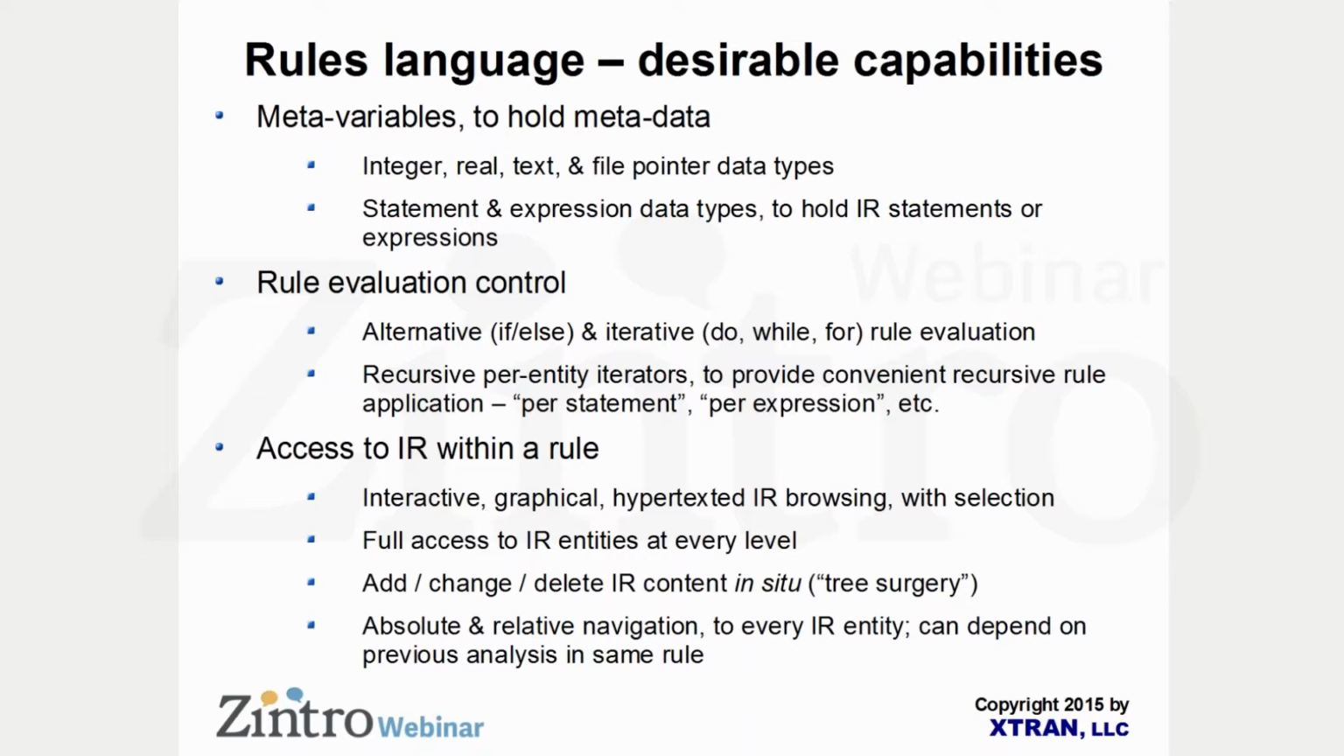In terms of evaluating rules, well, of course we want if-else. We want iteration so that we can loop through stuff. But remembering that the nature of a code content is recursive by definition, because that's how computer languages tend to work, we also want to be able to do that recursion without really thinking about it much. So we want what we call recursive iterators. We want a statement in the rules language that says, per statement in whatever code tree, do this, apply this rule. That way, we can concentrate on what we want to do to each statement rather than how to get to each statement and apply the rule. Similarly, per expression down at the expression level and so forth.